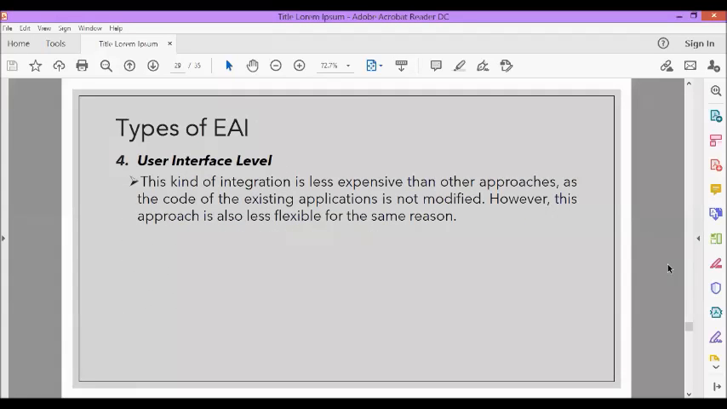So to sum up the four types of EAI: data level is the process, techniques, and technology of moving data between data stores. Application interface level is leveraging of interfaces exposed by custom or packaged applications. The method level is sharing of the business logic, and user interface level is packaging applications by using their user interface as a common point of integration.